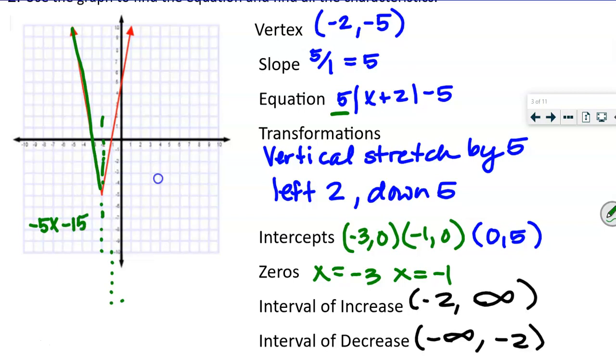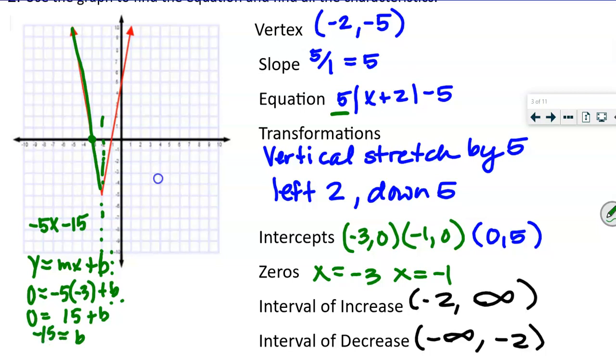Now, if I didn't feel confident about that count that I just did using the slope, then I could use y equals mx plus b to solve for b, okay? So to do that, I could pull this point right here. So that would be 0 equals, our slope was -5, our x was -3, plus b, right? So that's going to be 0 equals 15 plus b. So b would have been equal to -15, which is exactly what we got.